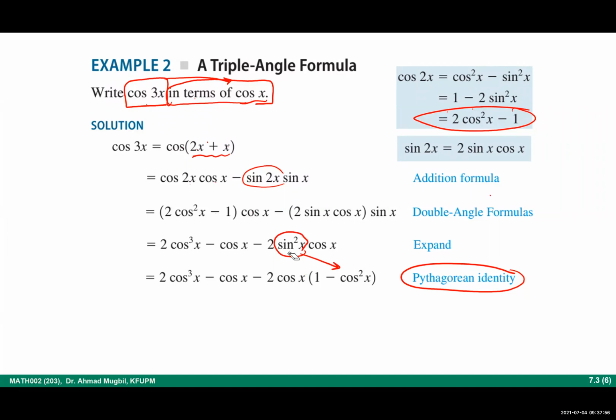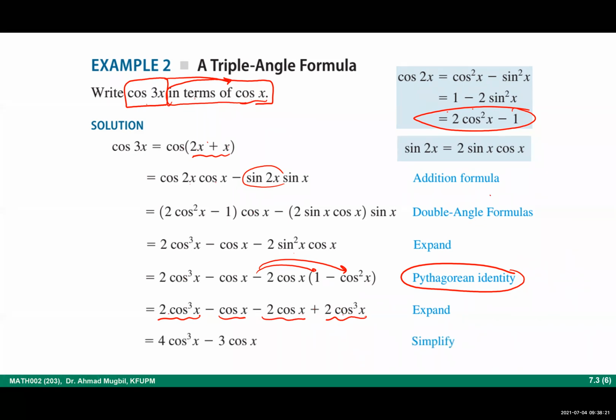Just like that. Now expand again. Don't forget that you have a negative sign. So it will be equal to negative 2 cosine, negative times negative is positive, 2 cosine cubed. Now it is a matter of combining the like terms. You have here 2 cosine cubed, 2 cosine cubed. You have negative cosine, negative 2 cosine. So 2 plus 2 will be 4, and negative 1 minus 2 will be negative 3. Now, this is what we have, ya shabab. Cosine 3x is 4 cosine cubed x minus 3 cosine x, in terms of cosine.